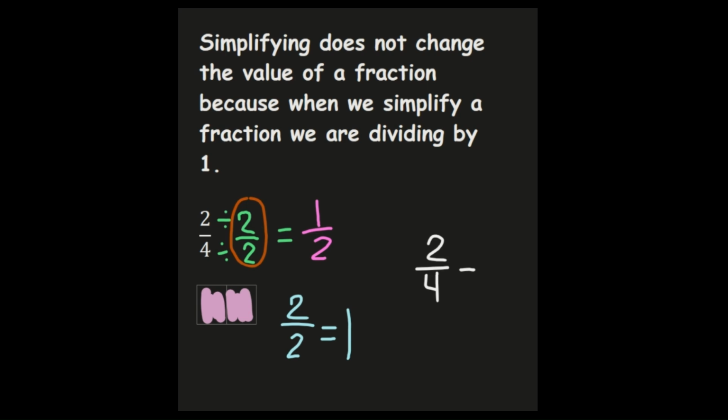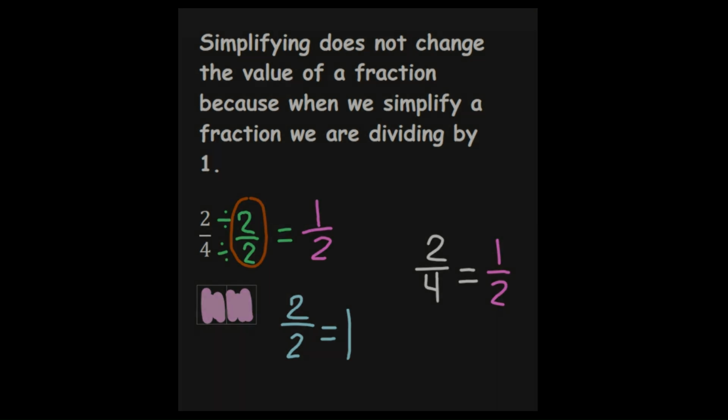So 2/4, we just said equals 1/2. And if we've divided it by 1, then we haven't changed the value at all because a number divided by 1 is still that number. 3 divided by 1 is 3, 7 divided by 1 is 7, 10 divided by 1 is 10. So 2/4 divided by 1 is going to be 2/4. So 2/4 equals 1/2. We haven't changed that value because all we've done is divided by 1.